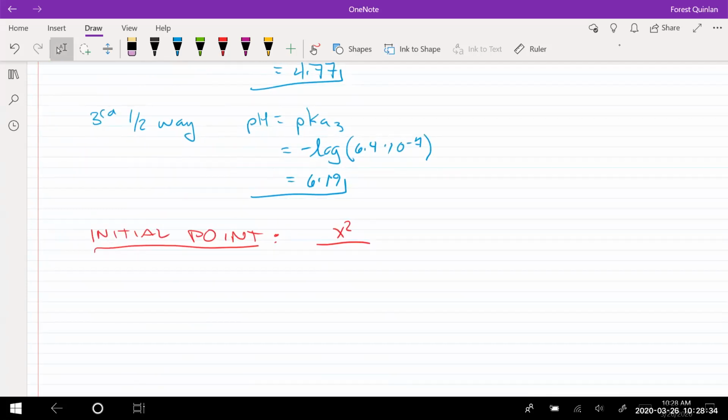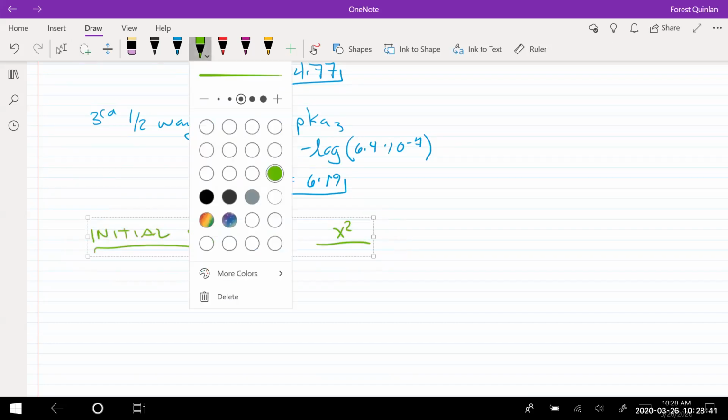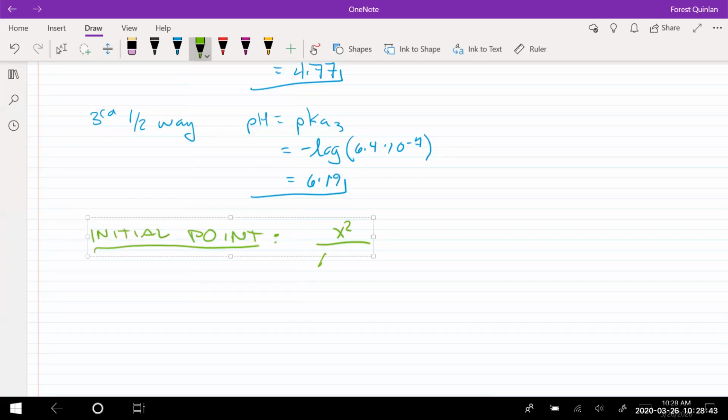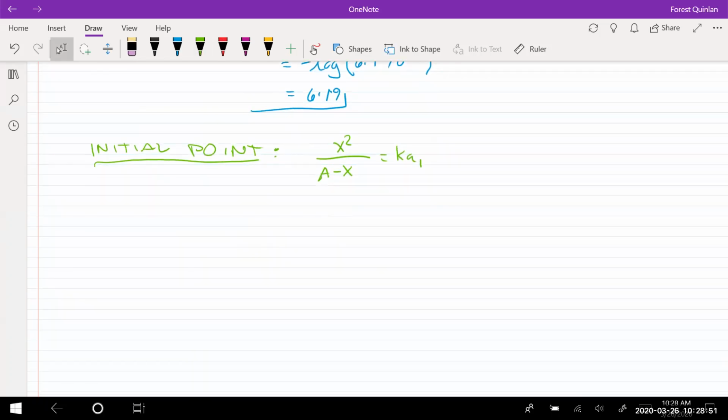Ready? The magic of technology. All right, x squared over A minus X equals Ka1. Now we don't have to do any fanciness on this. We don't have to do any extra calculations. So it's X squared over, what is that, 2? 2 minus X equals Ka1. Of course, Ariane is going to say neglect X.